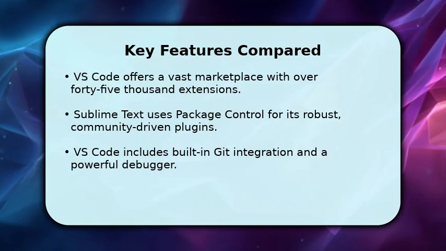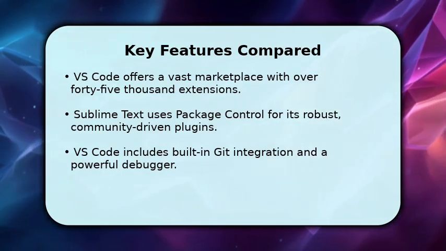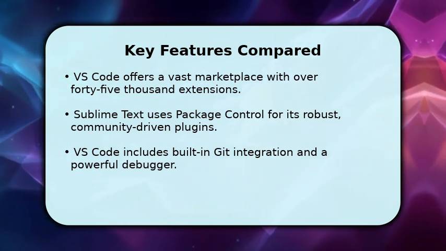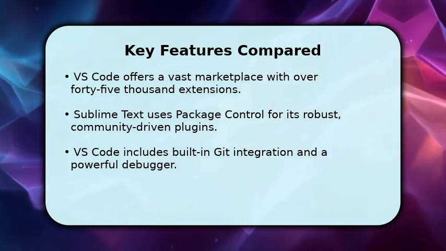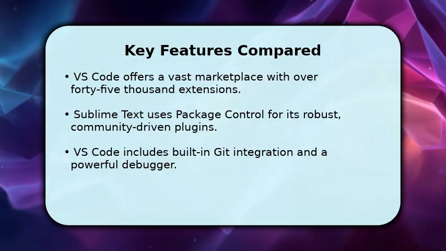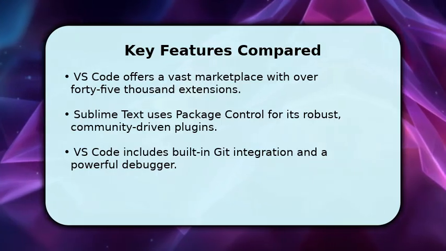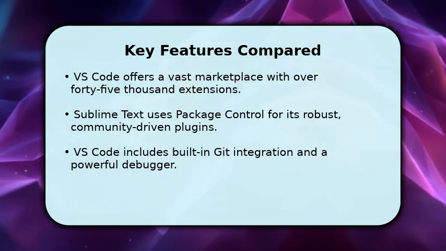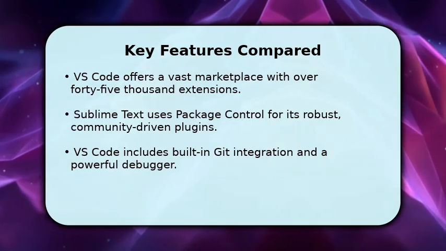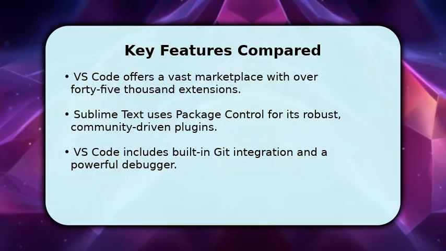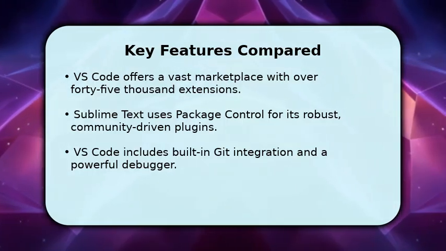When it comes to features, VS Code boasts an extensive ecosystem with tens of thousands of extensions, providing integrated Git control and a powerful debugging experience right out of the box. Sublime Text, while offering fewer built-in features, compensates with its highly efficient package control system for community plugins. Its lightning-fast search and navigation, like Go to Anything, are truly exceptional for quick code access.